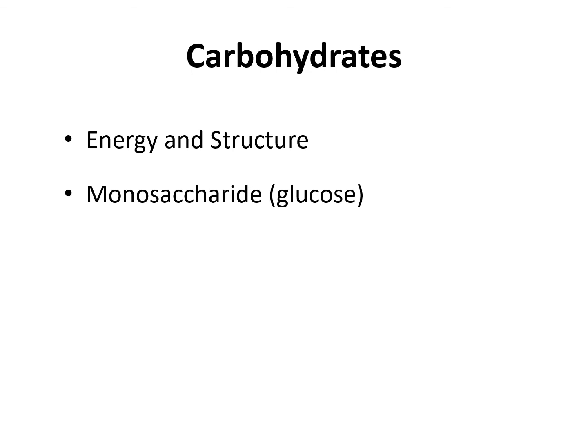Monosaccharides are the basic subunit of the carbohydrates. Mono means one, saccharide means sugar. And an example of a monosaccharide is glucose. This is also known as blood sugar. So glucose is the type of sugar that provides energy for humans and other animals.